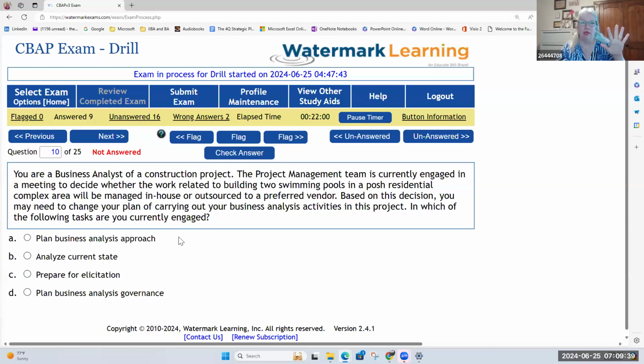Now remember, there's only 5 in it. Plan business analysis approach, analyze current state, prepare for elicitation, or plan business analysis governance. Now remember, we're looking at the tasks in Chapter 3. Is this a task in Chapter 3? It's not a task in Chapter 3. So we know this can't be one of the answers. I see, trying to get to my other screen here. I have B.